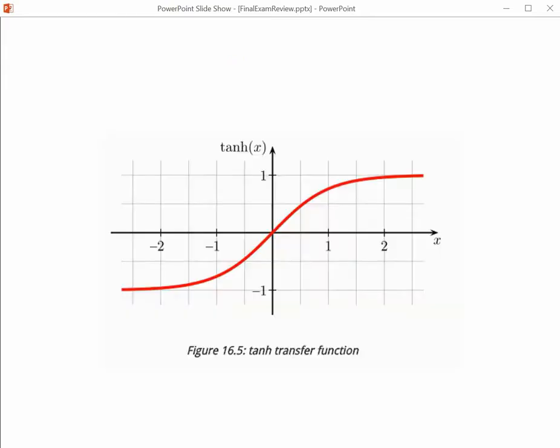Here's an example of us putting in different values for the tanh function. Different values for x would go in, and then the outcomes are going to be between -1 and +1.